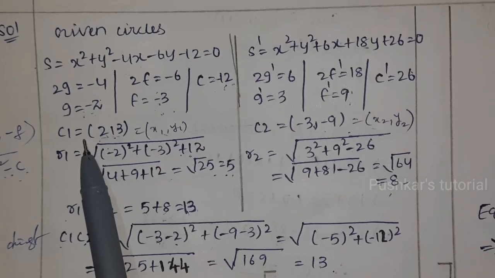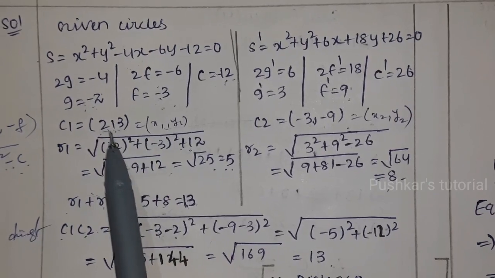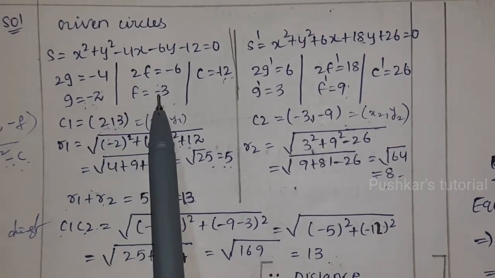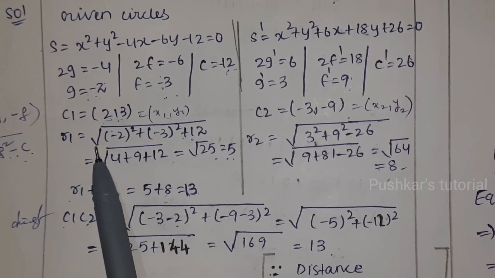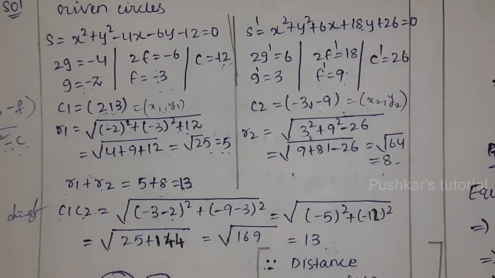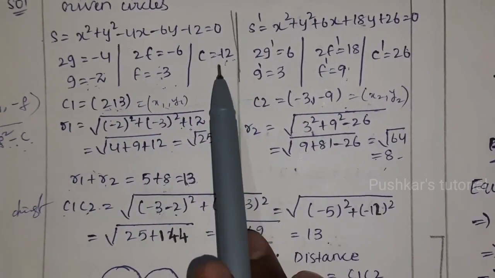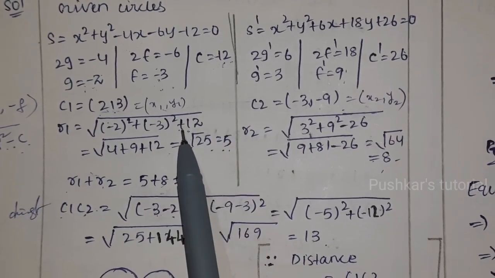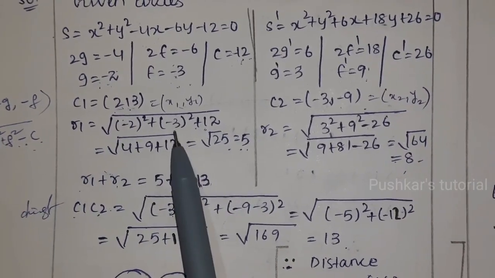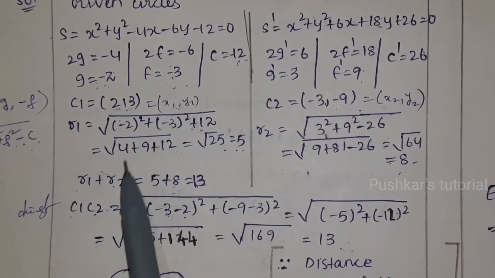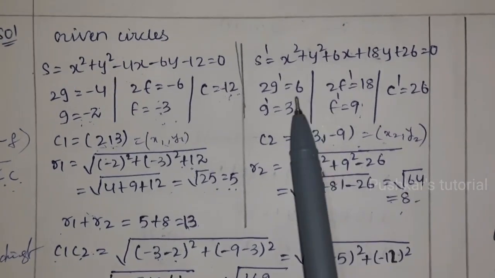The center C is minus g, minus f, so the same numbers with opposite signs: plus 2 comma plus 3. Next, the radius r is the square root of g square plus f square minus c. So minus 2 square, minus 3 square, minus c, which is minus 12. Minus into minus gives plus 12. So 4, 9, 12. Be careful, a minus squared is plus. So root 25, the answer is 5. Keep this aside.